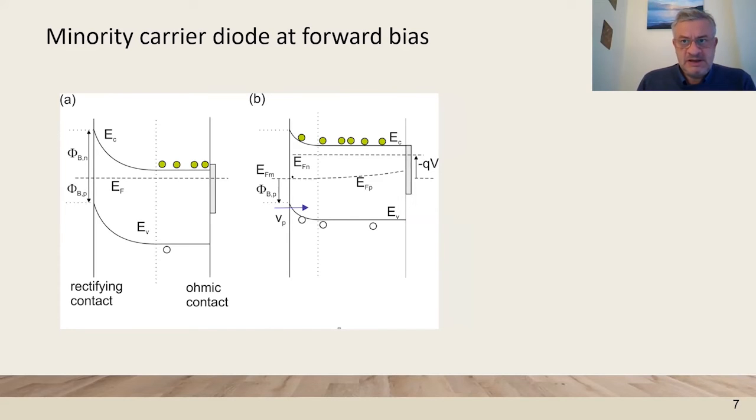Another type is the minority carrier diode. Now here we do the same as before, apply negative voltage to the electron selective contact, which is decreasing the barrier. But then instead of electron injection here, what we obtain is better injection of holes. Therefore, the holes that are minority carriers here are injected, and we have the recombination inside the semiconductor.